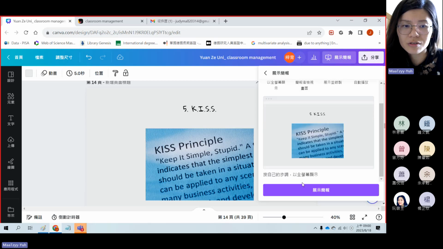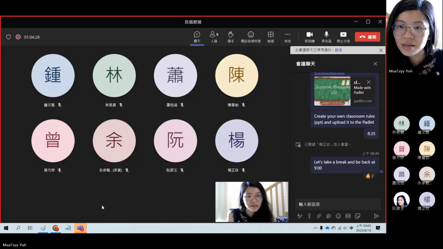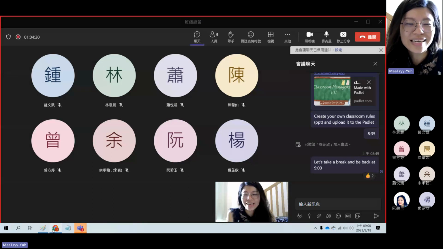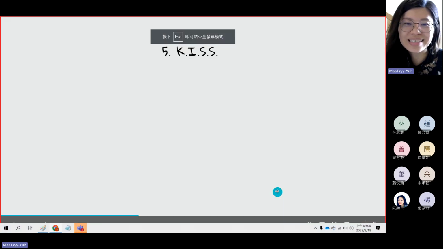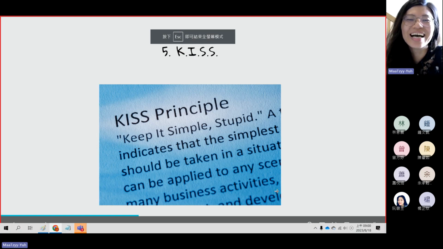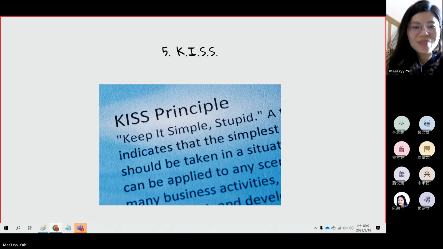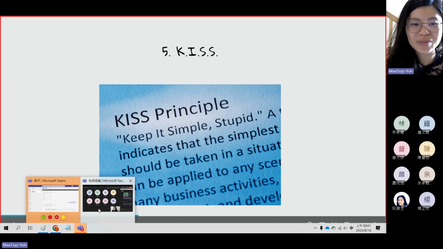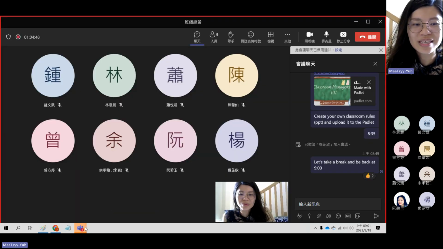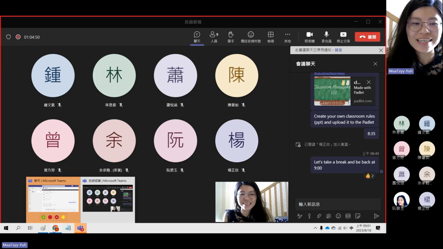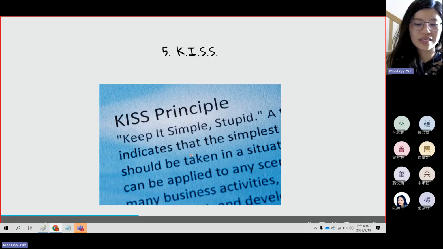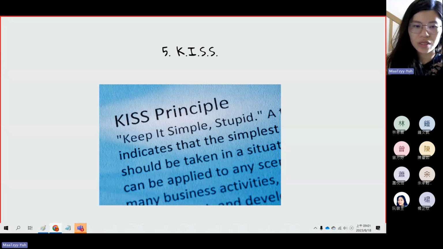We are going to get to creating positive rules. Okay. And now, this is the KISS principle. I like it very much. It's called keep it simple, stupid. So always keep your rules simple so that you don't confuse the students, and always use short sentences to express yourself, maybe in the beginning, of course, but do it in a complete sentence.